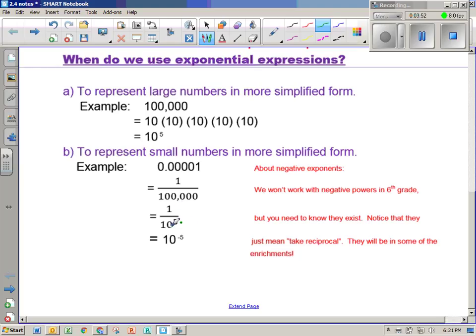It really just means to flip something over or take the reciprocal. Reciprocal is making what was in the denominator the numerator and what was in the numerator the denominator. Well, if you flip it, this negative indicates reciprocal. And as I wrote over here, we're not really tackling negative exponents in the 6th grade, but you should be aware that they do happen, and there will be some enrichments that involve negative exponents. All right?